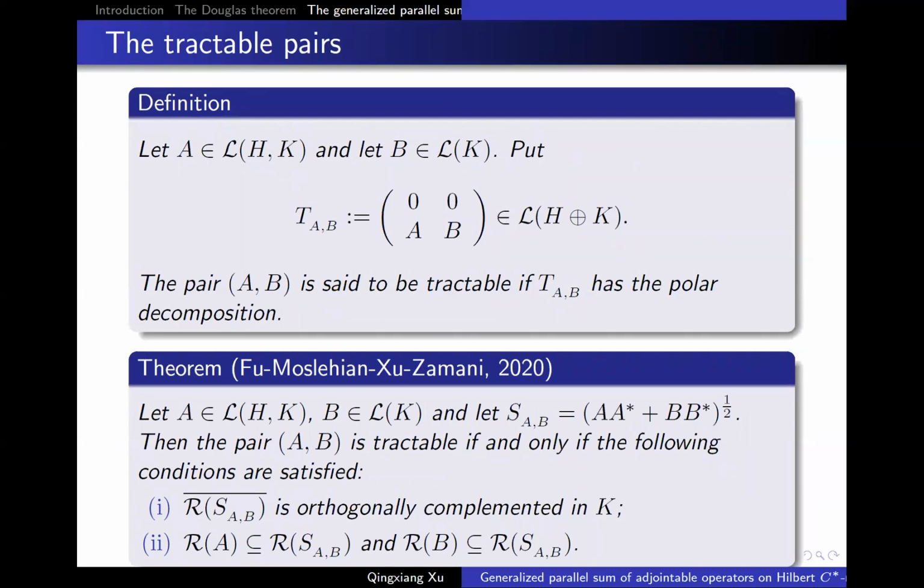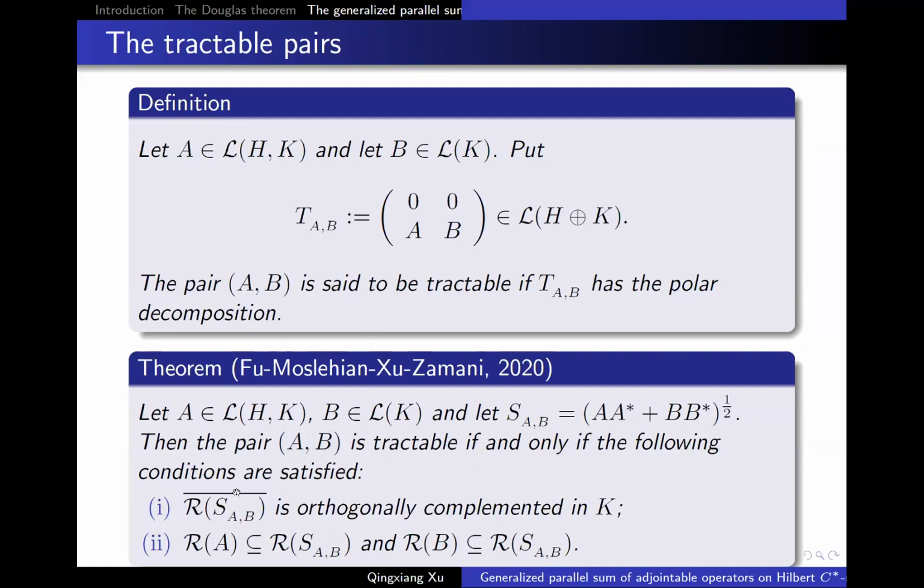Now we are ready to make a definition of the general parallel sum. First, let's look at the definition. Let A and B be two adjointable operators, and we introduce an operator T in this way. The pair A, B is said to be tractable if T has a polar decomposition. Now, our next result indicates that TAB is tractable if and only if the following two conditions are satisfied. So this is a full characterization of the tractability.